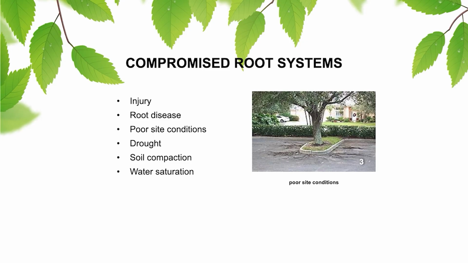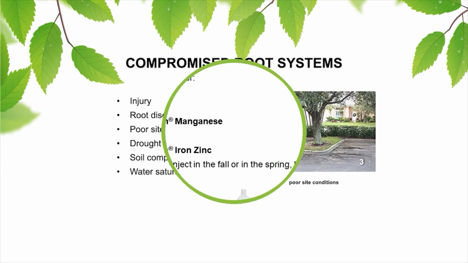Compromised root systems. A compromised root system may contribute to a micronutrient deficiency because the root's ability to take up nutrients has been impaired. Roots may be compromised by several different factors, including injury, root disease, poor site conditions, drought, soil compaction, and/or water-saturated soils.